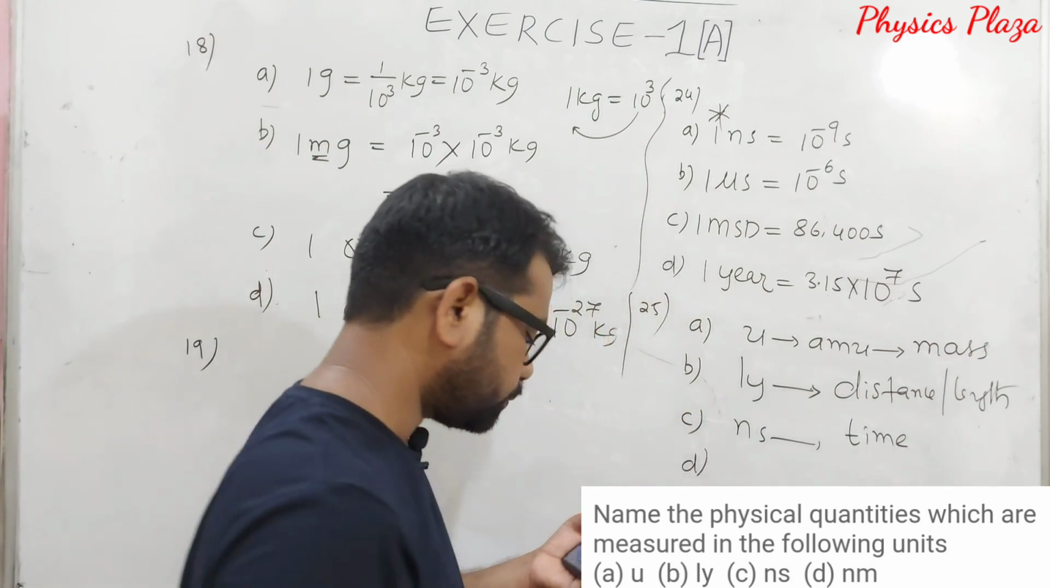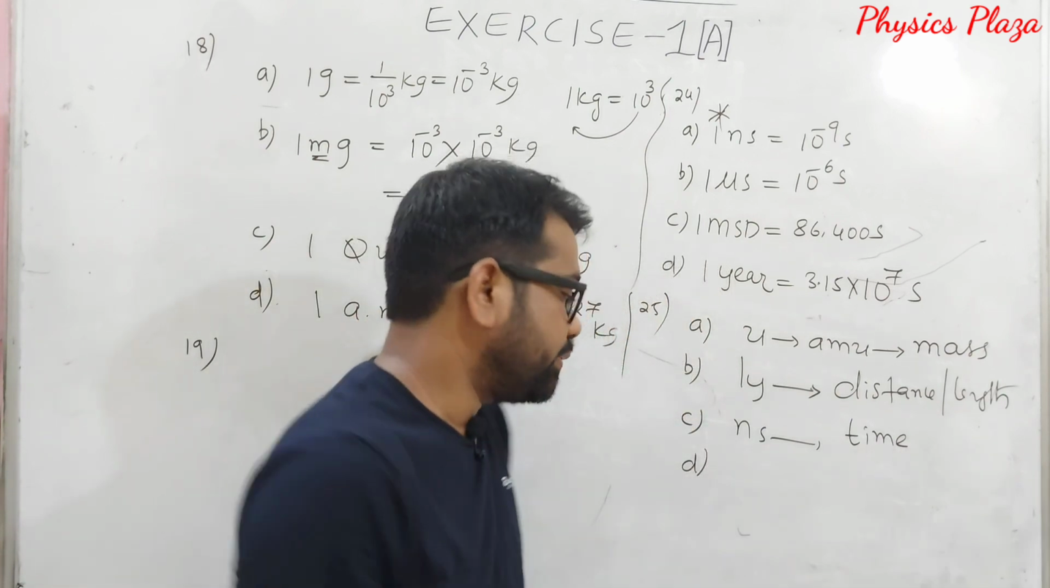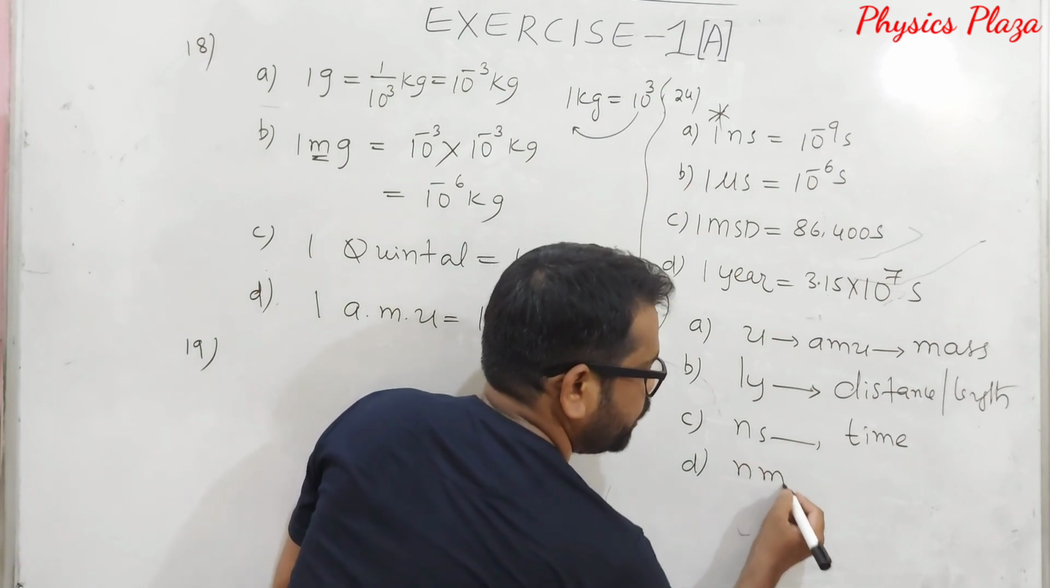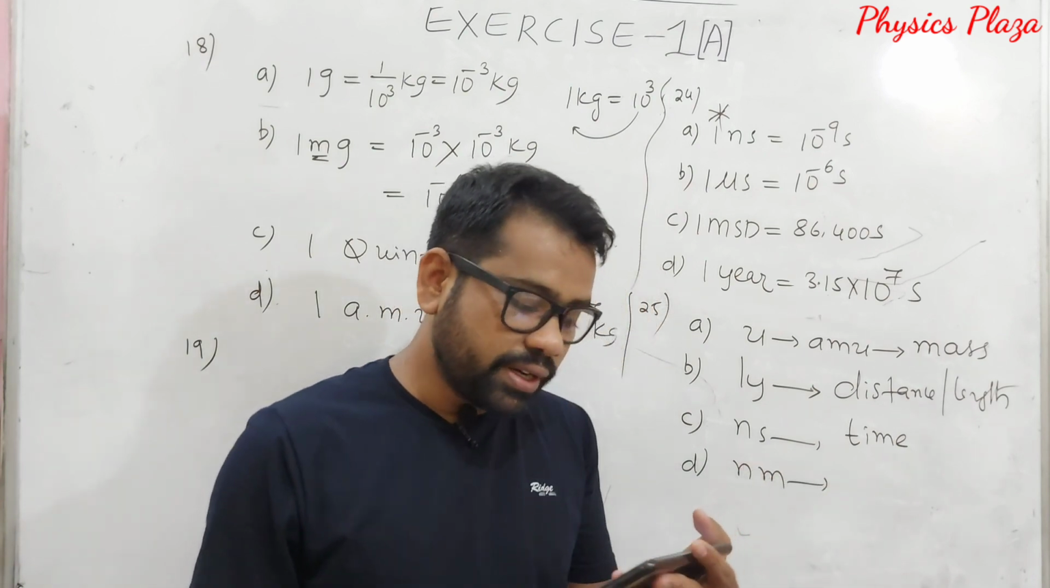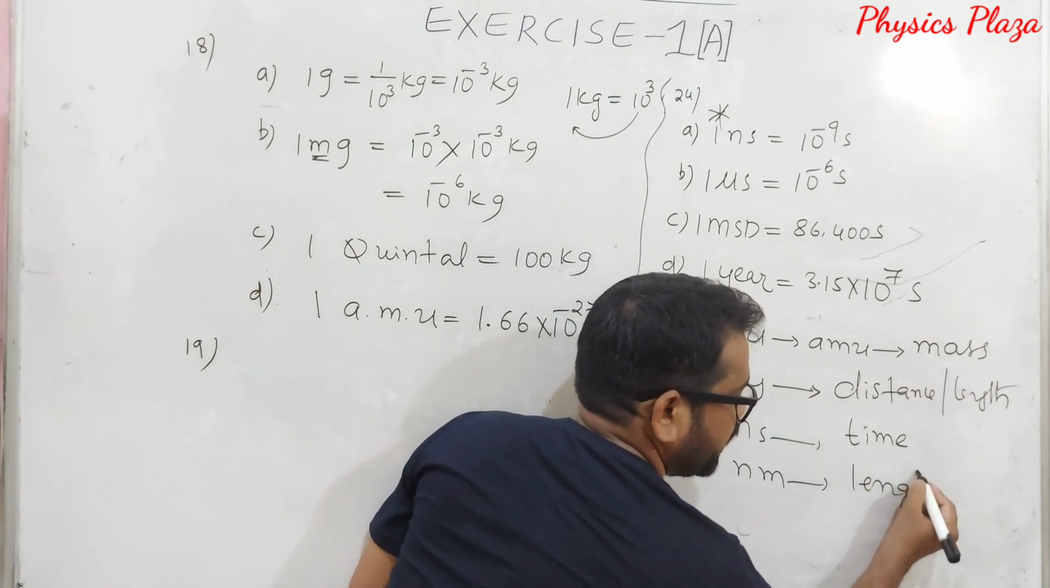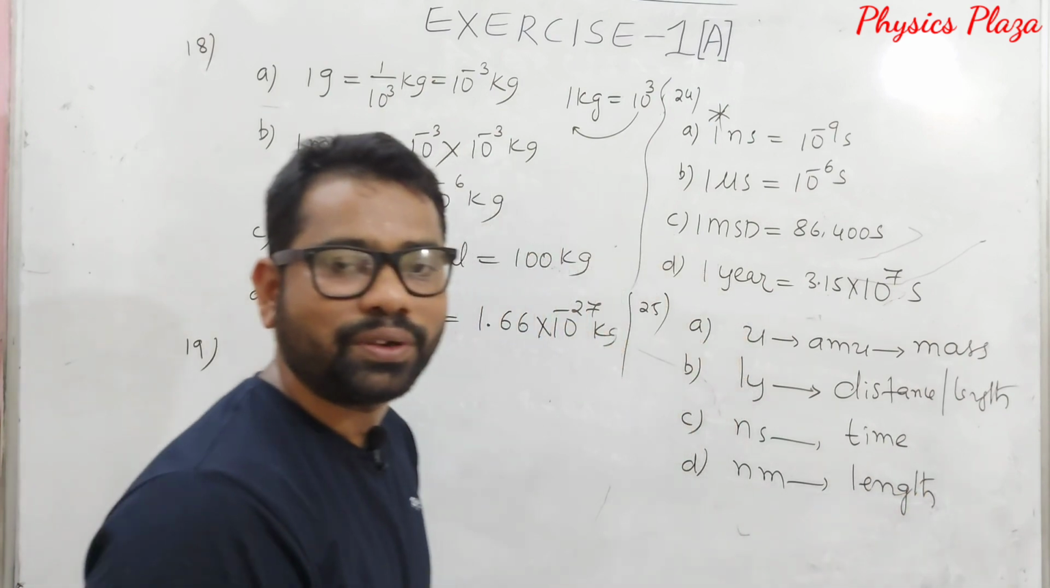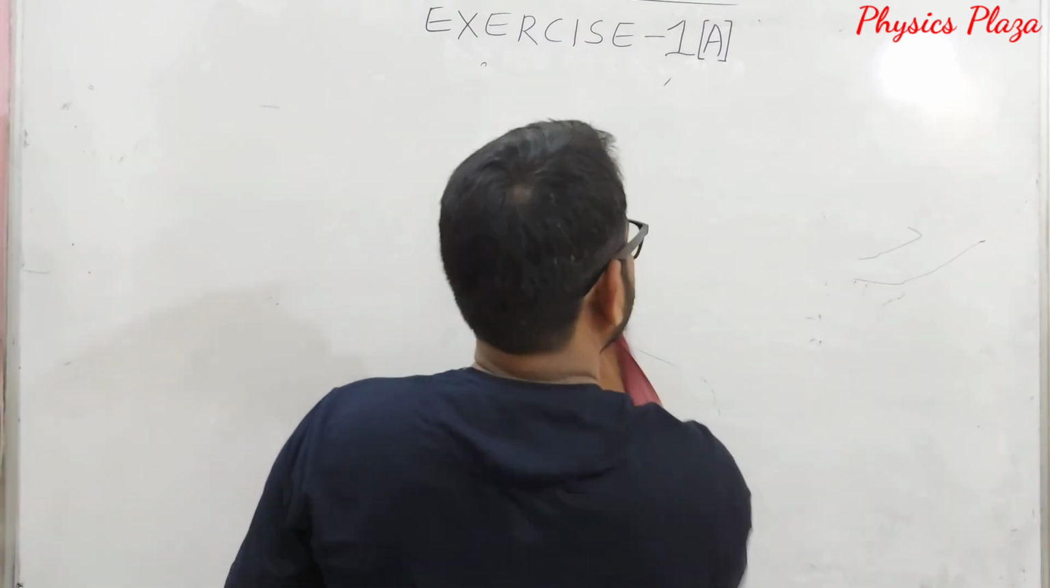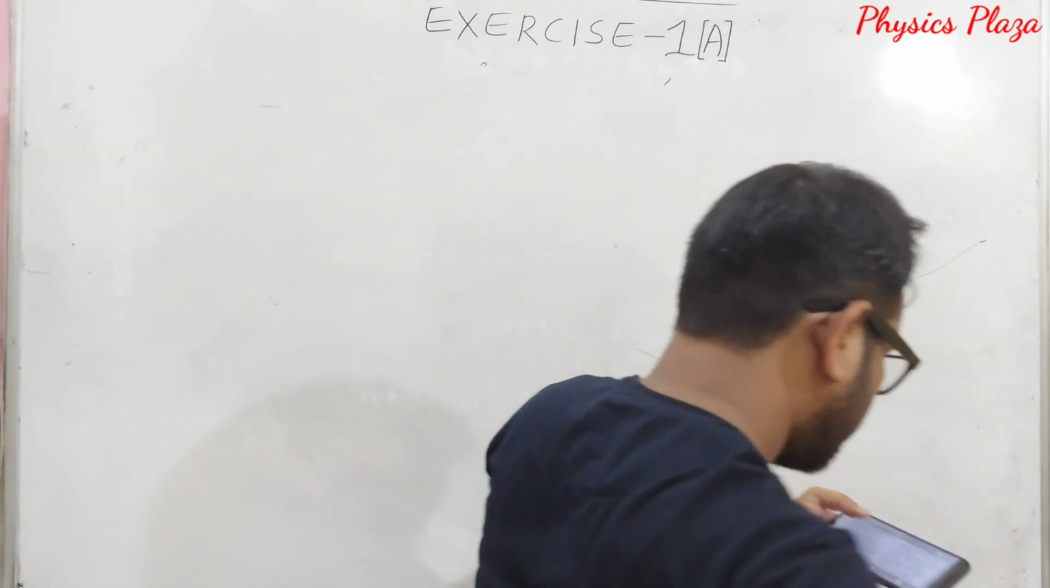Next, D. NM is given. It is a nanometer. Nanometer is again length only. Okay, copy it. Yeah. Next, question number 26.